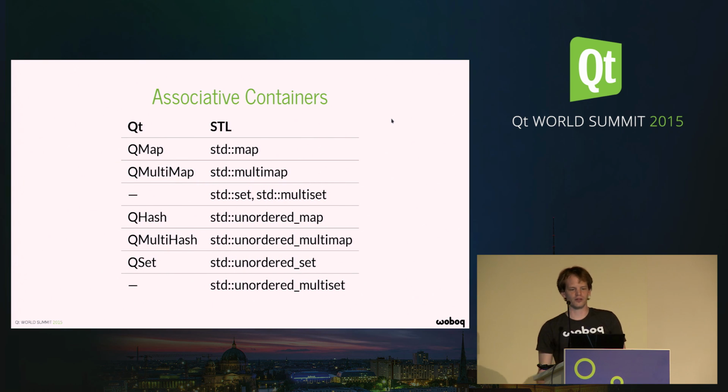So the associative containers, there is not too much to say about that. They're really equivalent to one another. They use the same underlying data structure. So you can use one or the other. Again, all the Qt containers are implicitly shared. Therefore, if you don't want to pay the price of implicit sharing, you use the std containers, but in most cases, this is not going to be a problem.